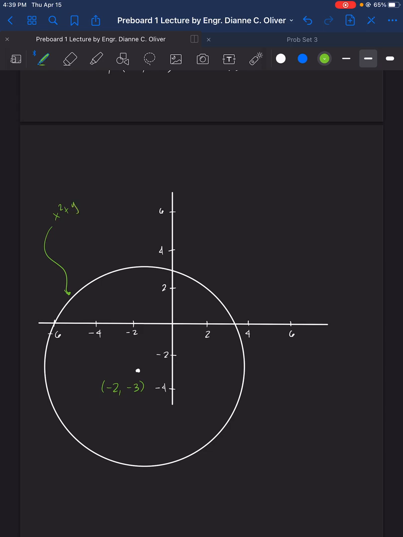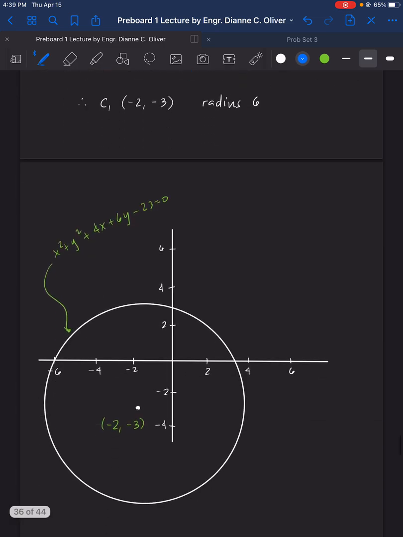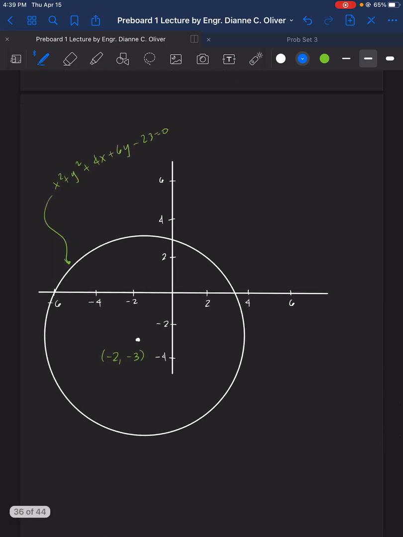This is the circle x² + y² + 4x + 6y - 23 = 0. Now what we're looking for here is the equation of the circle, which is given only the center 4, 5. So the center will be here, this point here. So that is center (4, 5). And then we do not know what's the radius.